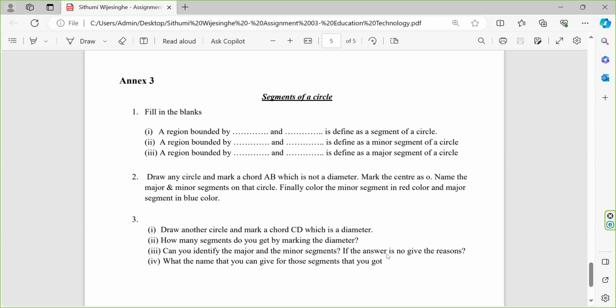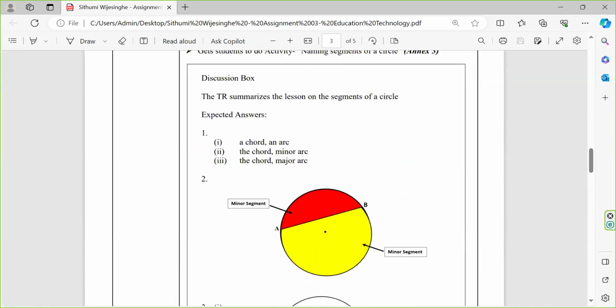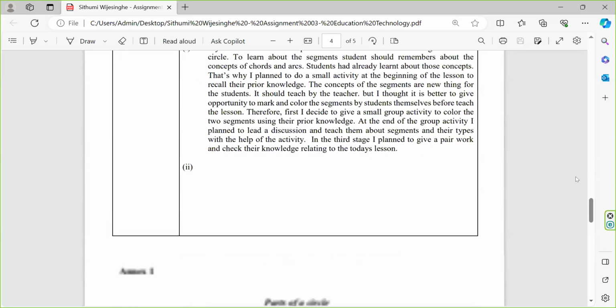So here, I'm asking them to name that part. Sometimes students may know that name, and sometimes they may try to find the answer and make up a new name for that part. In the discussion part, the teacher will discuss answers for all these 3 questions and summarize the lesson in the discussion part of the third stage. Assessment criteria: define what a segment of a circle is and identify and name major and minor segments. This is the end of my presentation.